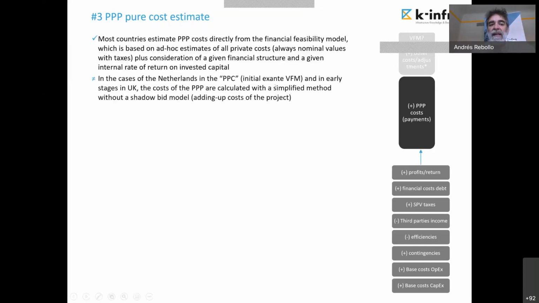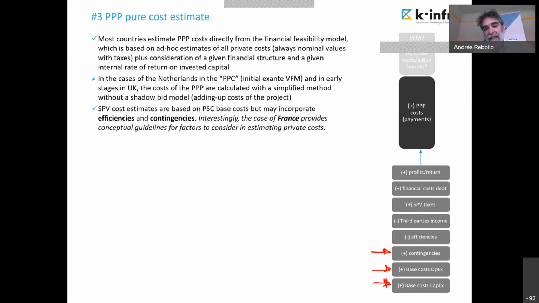So most countries go to this approach, the financial shadow bid model. But some countries, the Netherlands for example, in what they call the public-private comparator, do an initial ex ante value for money that is simplified and is not going for a full financial model, but just going directly to the summatory of the costs of the public party. So it's a little bit different.